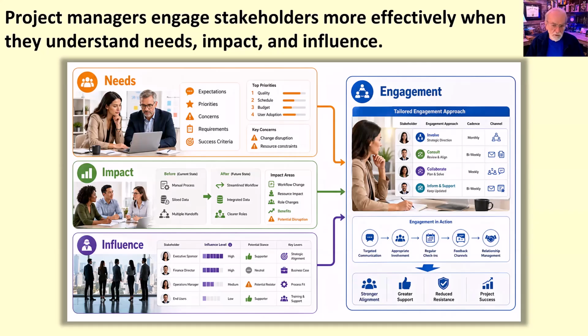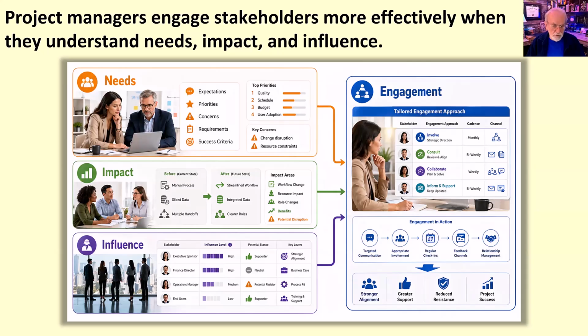Then we look at influence. Some stakeholders can approve funding, remove barriers, provide resources, or create resistance. Others may not have formal authority, but their acceptance can strongly affect whether the project is successful. The goal is not to treat every stakeholder the same way. The goal is to tailor engagement so the project manager provides the right information, involvement, and support to the right stakeholders at the right time.